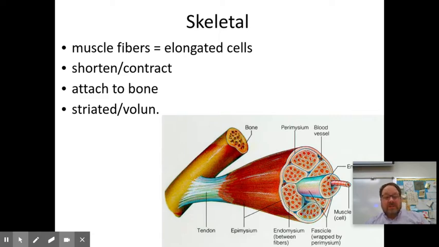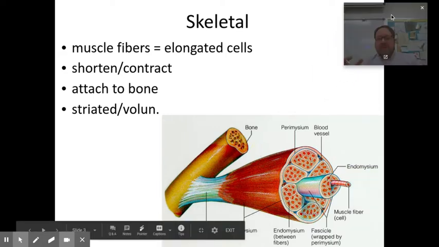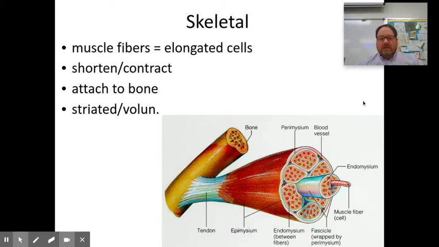So, focusing on skeletal muscle. The cells in skeletal muscle are different than cells we typically think of. A lot of times when we think of cells, we're thinking about things that are circular or globular, or like plant cells, we think of them as being sort of boxy or rectangular. The cells in skeletal muscles are long cylinders.